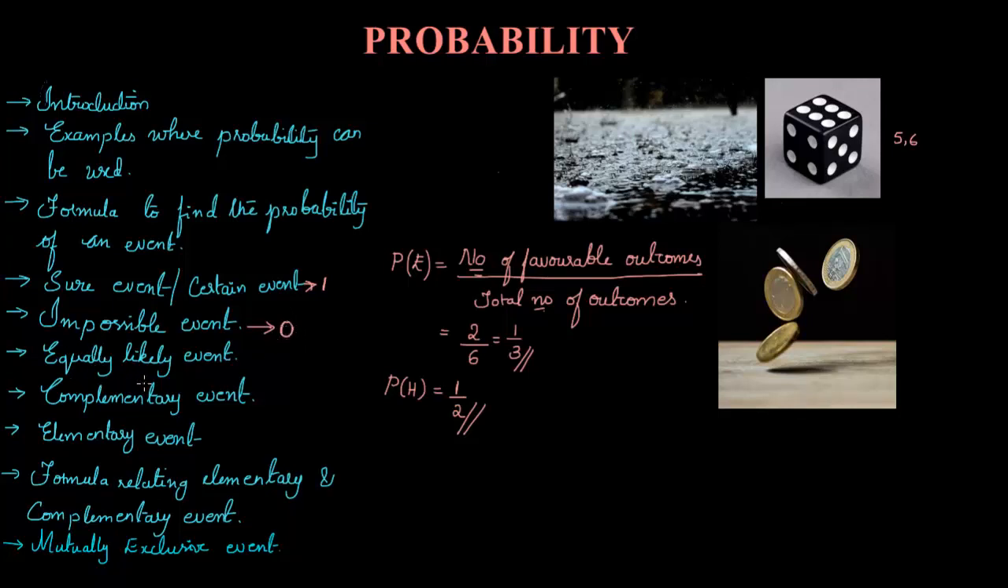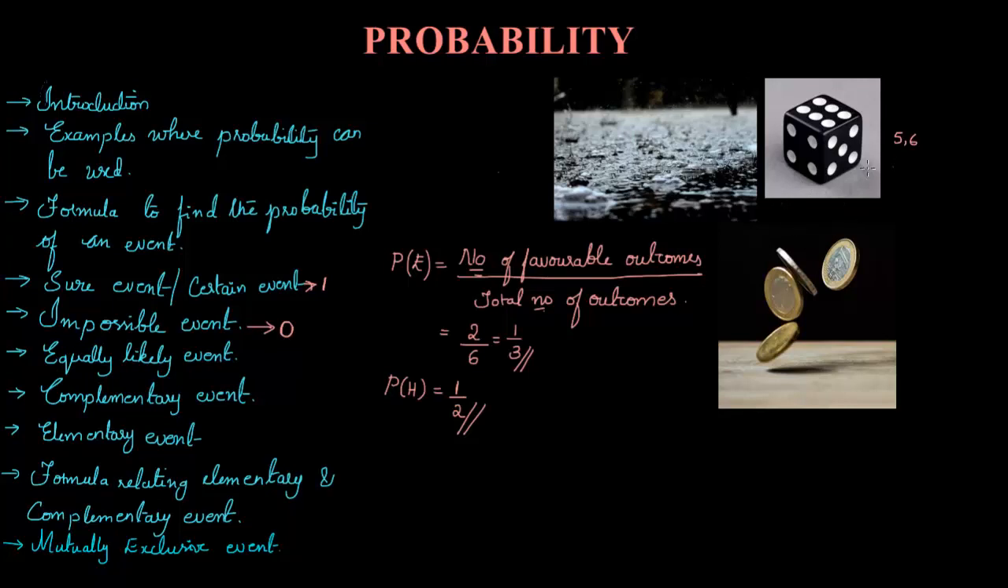Then there is something called an equally likely event. Equally likely events mean the chances of every event in that will always be equal. For example, if I am talking about the coin, then there is an equal chance of getting head or tail. If you are tossing, you don't know whether it will be head or tail, right? So there is an equal chance. It may be head or it may be tail. 50% of this, 50% of that, right?